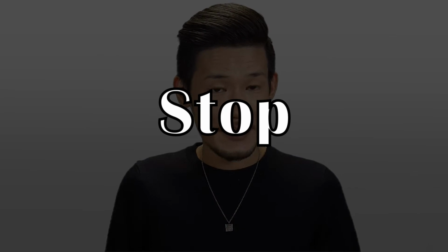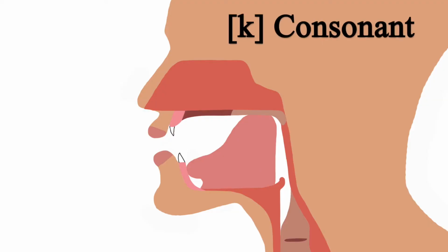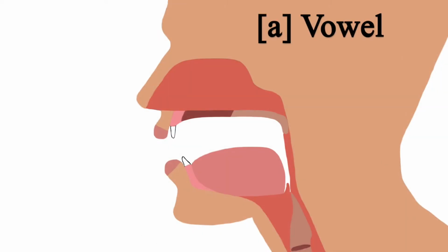First, stops. With stop consonants, you first block the airflow with your tongue or lips, and then you make a sudden release of the air. For example, the K sound, as in ka. With this sound, you push the back part of your tongue against the soft palate, and then you suddenly release the air. Ka, ka, ka.